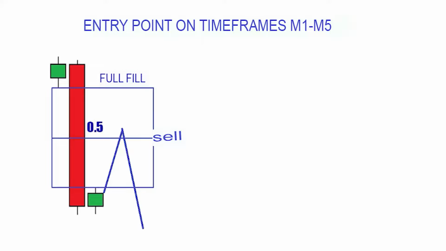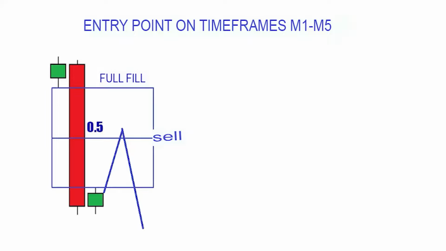Imbalance can serve as an independent entry point. Using smaller time frames, like M1 or M5, you can attempt to enter on a partial fill of the imbalance, usually at 0.5. Place your stop loss just beyond the nearest wick. Some traders even scalp using this method. But again, without considering structure and other smart money tools, this approach will lead to frequent stop losses.